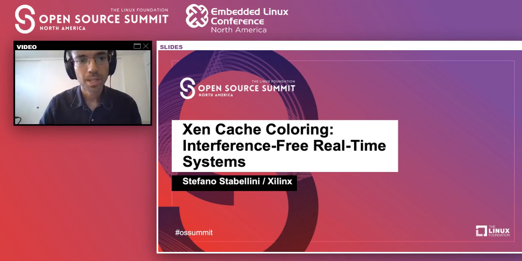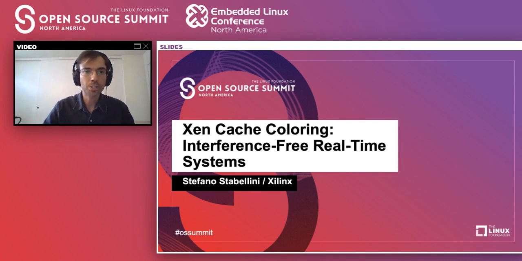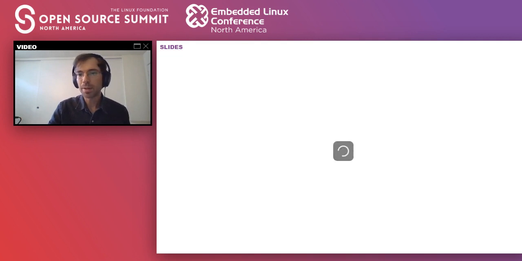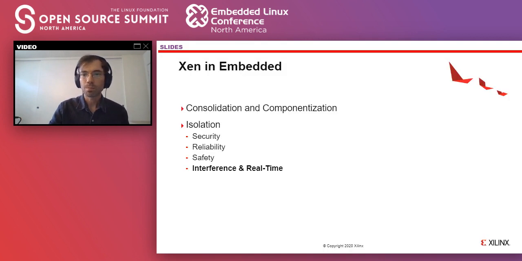Hi everybody, I would like to talk to you about a new Xen feature called cache coloring that greatly improves determinism of real-time workloads when deployed on Xen. First, let me start by talking about why we are doing real-time and in the context of hypervisors.